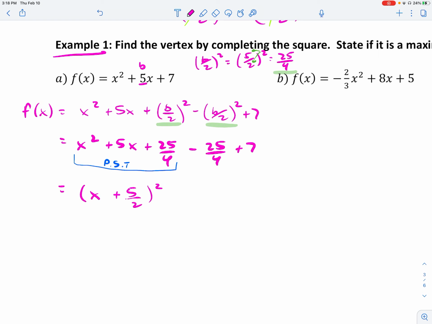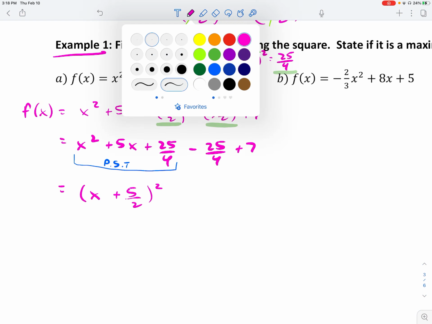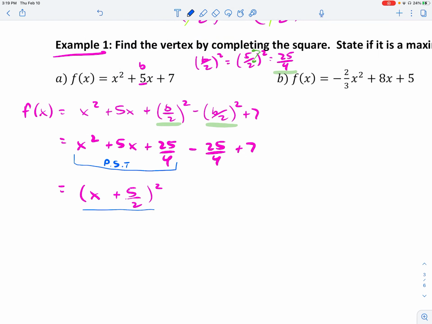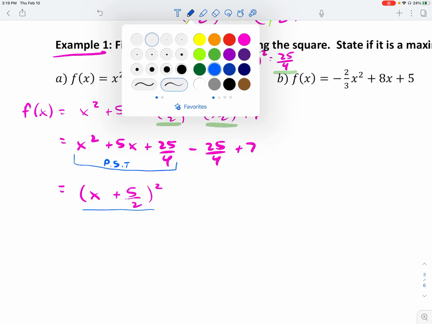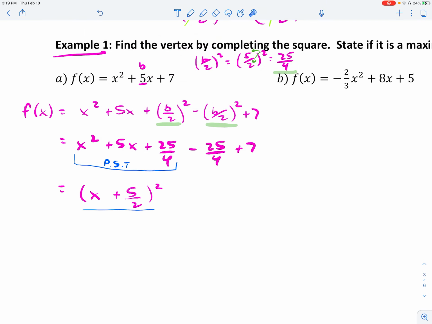Okay, so that is the perfect square portion. I'm just going to highlight that in blue. So that's this part factored to this. Now we just got to take care of these constant terms at the end.